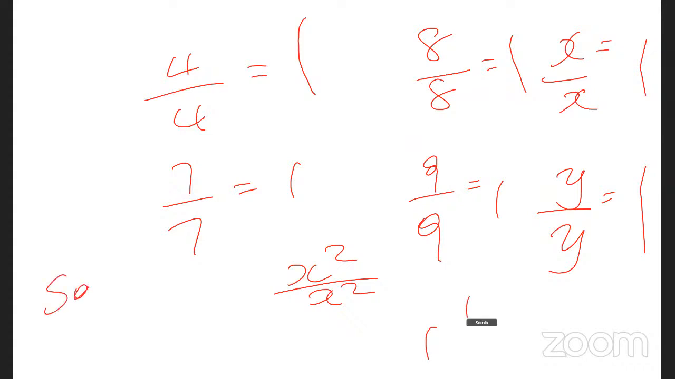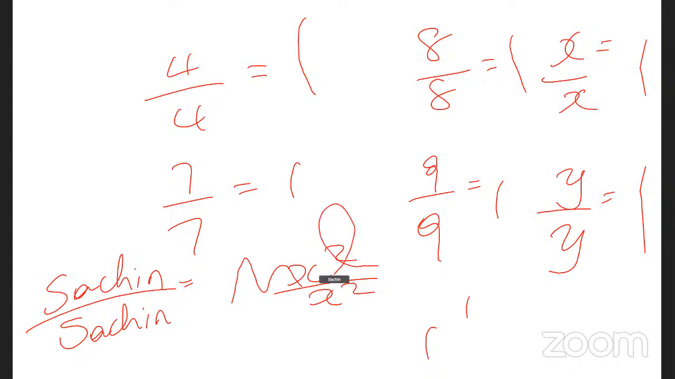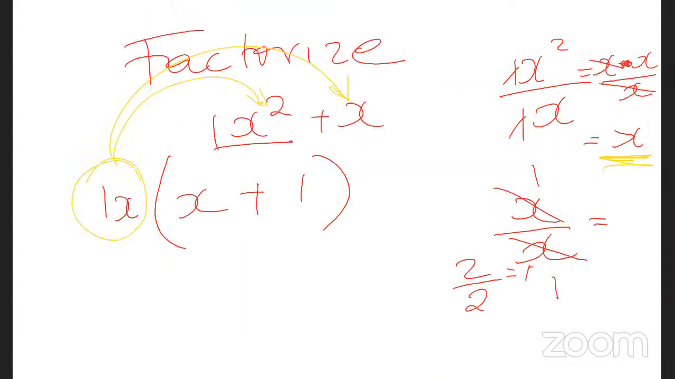So what is Sashin divided by Sashin? It would be 1. All right, so we just know that bit. So x into x squared. When we factorize 1x squared plus x, we get 1x open bracket x plus 1.